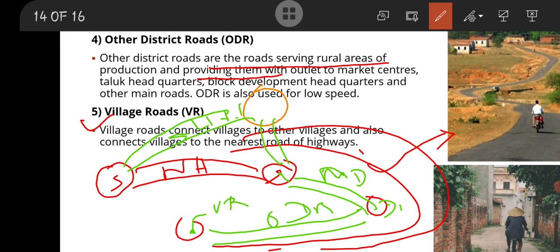So with this we will complete today's topic. In the next topic we will study about road geometrics. Okay, thank you.